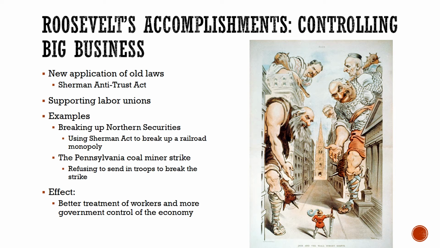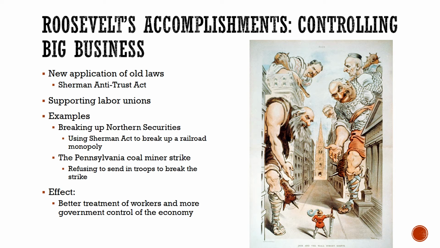Over the course of his presidency, Roosevelt will take down over 40 monopolies, and that's just the beginning. And this earned Roosevelt the reputation of being a giant slayer, and you can see the picture there of Teddy Roosevelt taking on the giant monopolies.